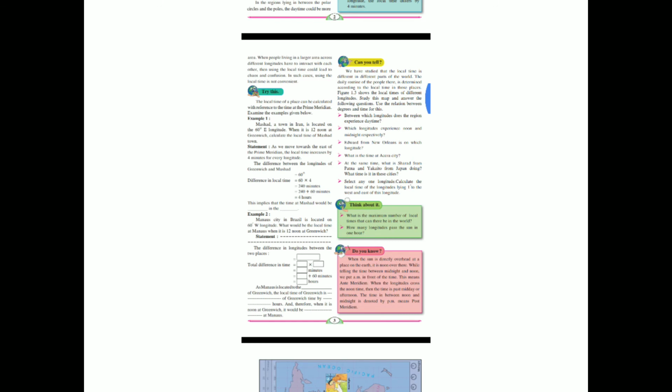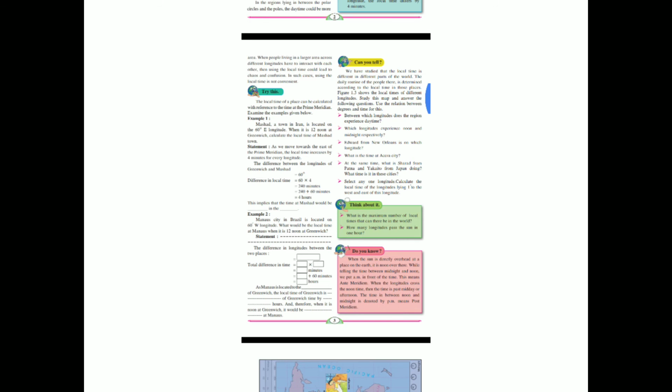Now next, we have studied that local time is different in different parts of the world. The daily routine of people is determined according to local time in those places. Figure 1.3 shows the local time at different longitudes. Study this map and answer the following questions. Use the relation between degrees and time for this.